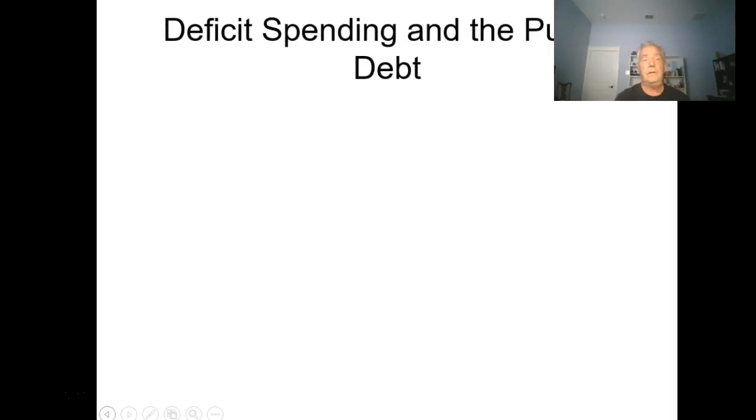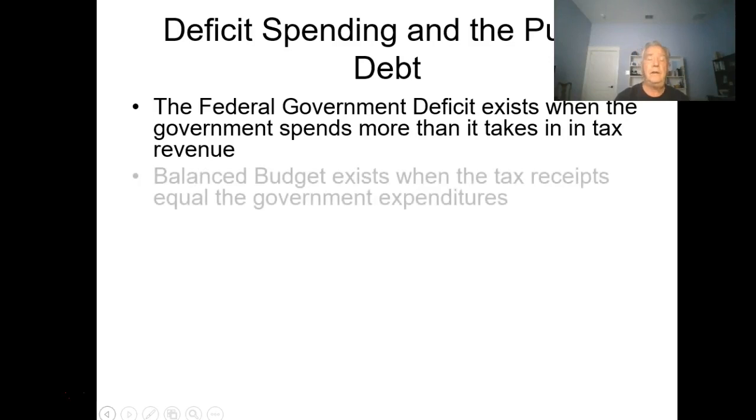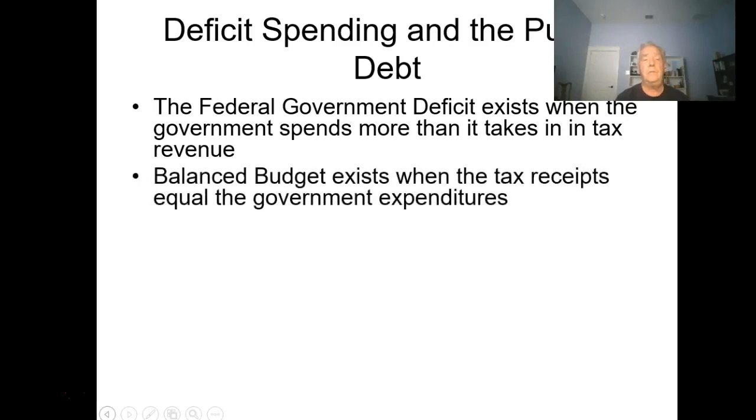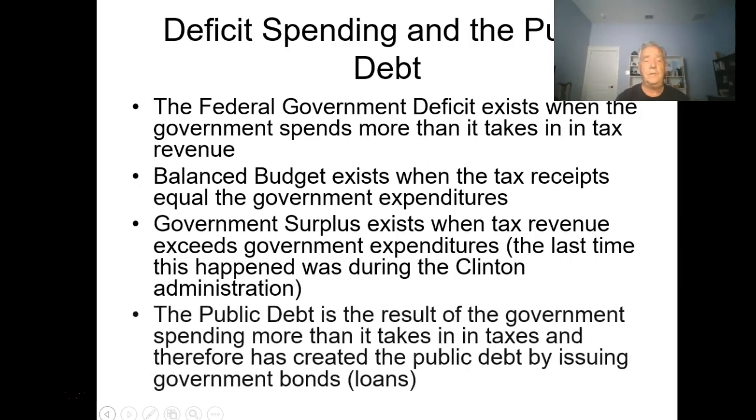All right, deficit spending and the public debt. A federal government deficit exists when we spend more than we take in tax revenue. A balanced budget exists when tax receipts equal expenditures. A government surplus exists when tax revenue exceeds those expenditures, as we saw in the Clinton administration. And public debt is the result of government having to borrow money from the public by issuing bonds, and a bond, in effect, is a loan to the government. We pretty much covered this before. This is just kind of a recap.